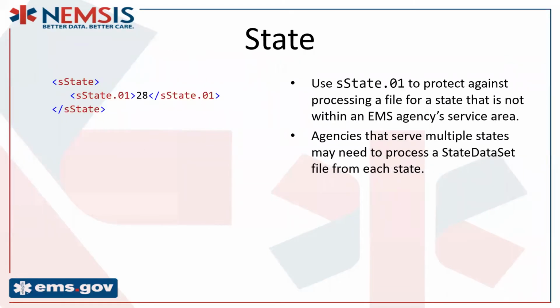Okay, and then the second section that I'll point out here is the sState section, which is very simple. It has one element, sState.01, and this is a mandatory element, and this will contain the ANSI code for the state that this data is for. So in this case, this is representing the state of Mississippi.